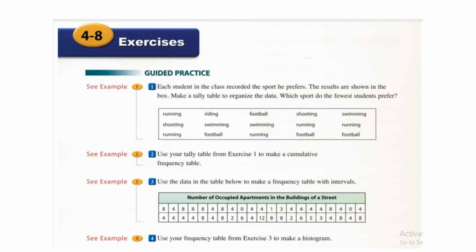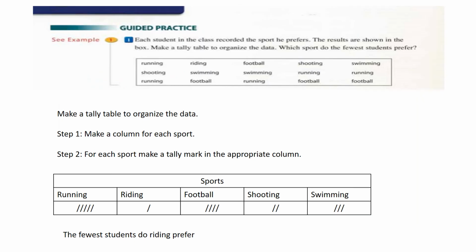Exercises. Now, time to solving exercises. Exercise 1 says each student in the class recorded the sport he prefers. The results are shown in the box. Make a tally table to organize the data. Which sport do the fewest students prefer?